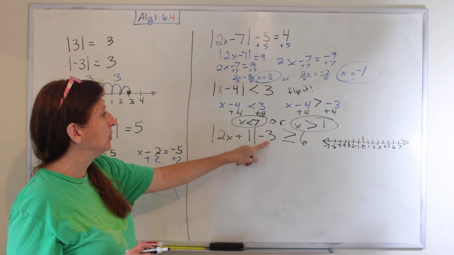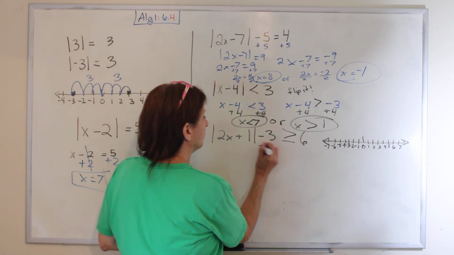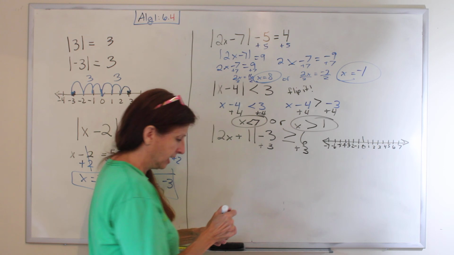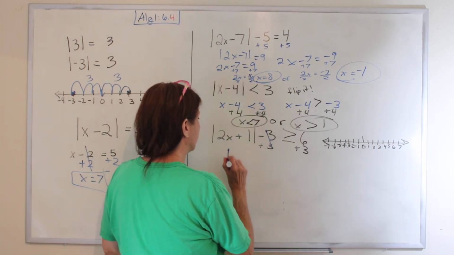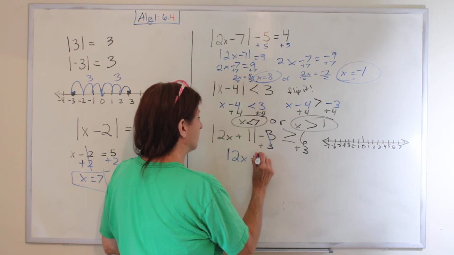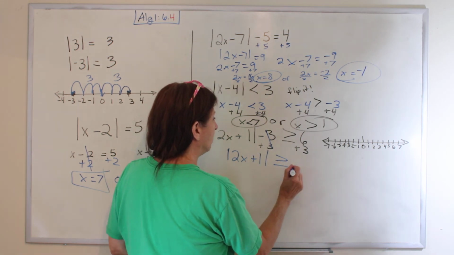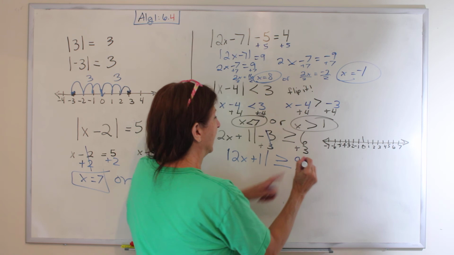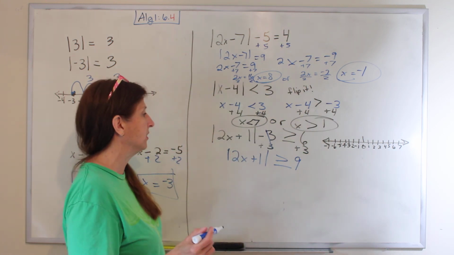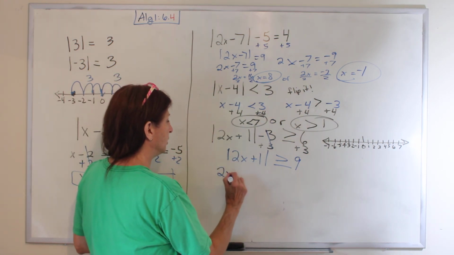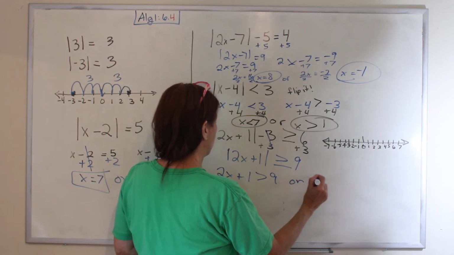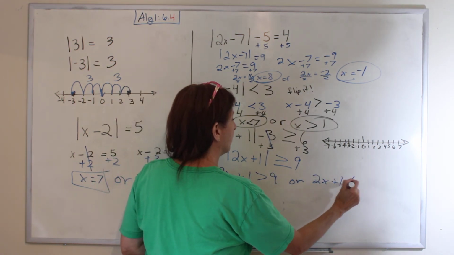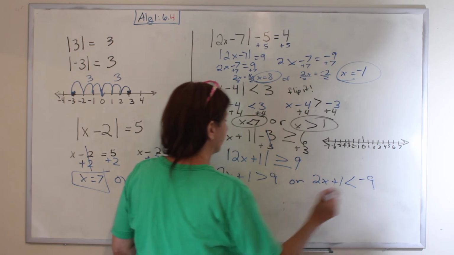All right, here's another one. This one, we've got to move that first. So we're going to do plus 3. I think the blue looks nicer up here. Okay, bring down the absolute value of 2x plus 1 is greater than or equal to 9. Is it positive? Yes, so we can do it. Now we write it twice. 2x plus 1 is greater than or equal to 9, or 2x plus 1, flip it, negative 9.